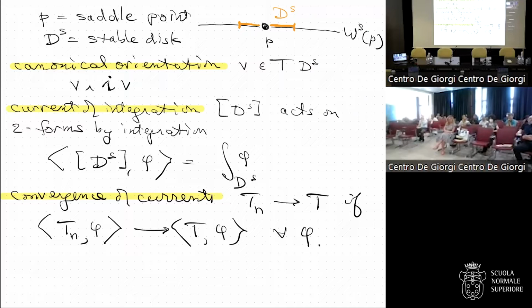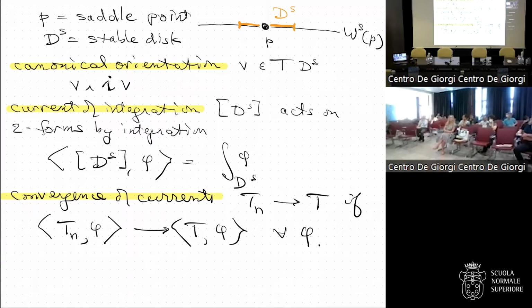Suppose I have a saddle point and I look at its stable manifold. Its stable manifold is a complex manifold, and this D super S is a disk containing P inside of this complex manifold. I want to say that we have a current of integration over that disk. To have a current of integration, I need an orientation. Well, something complex has a canonical orientation. I just take some direction V, multiply it by i, take V wedge iV, that's an orientation 2-vector.